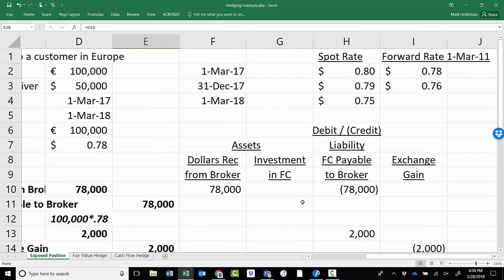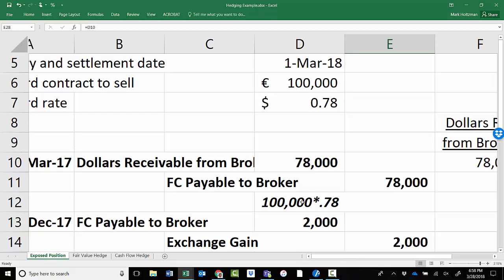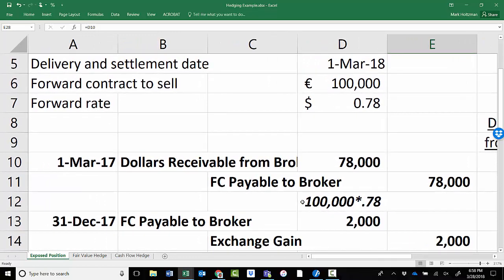So let's look at these transactions. And what I did here was I have columns for the journal entries themselves, and then I set up columns for the individual accounts so you could see what's going on in there and see how this cleans up.